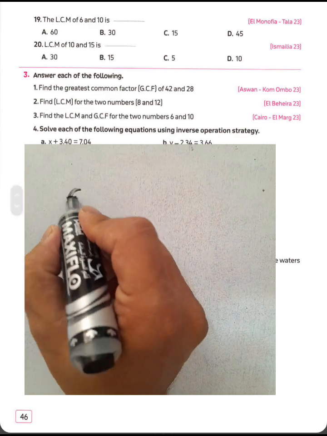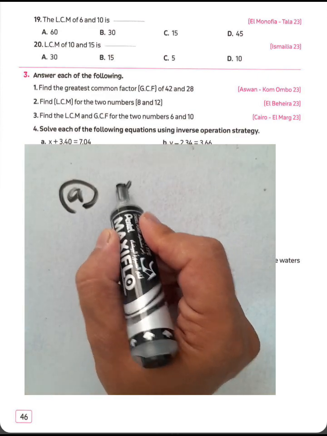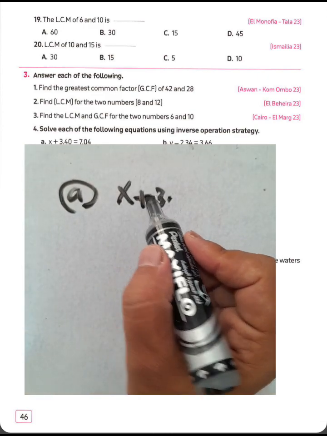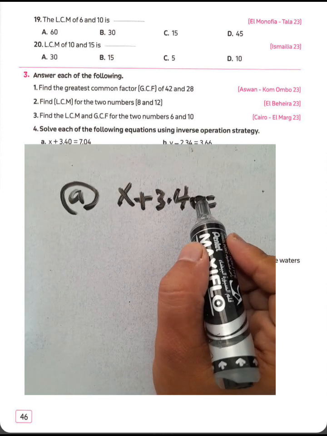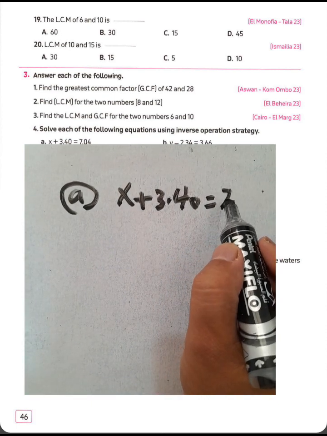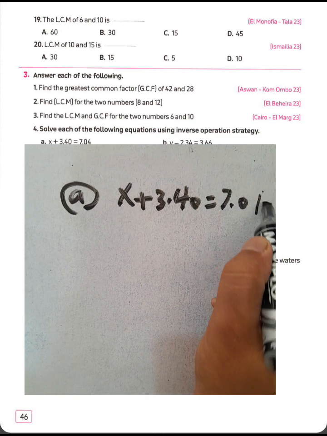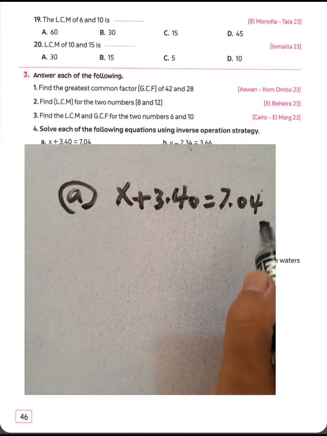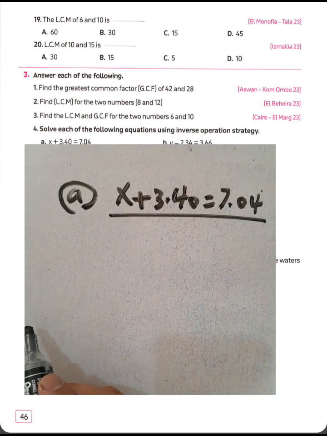Letter A. x plus 3.40 equals 7.04. We can solve this example by using bar models.